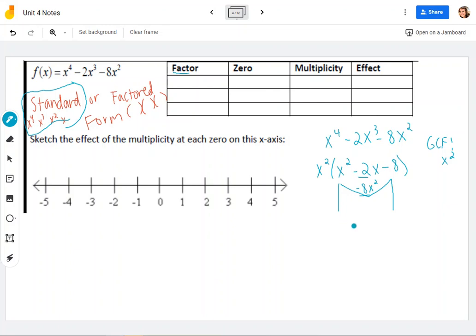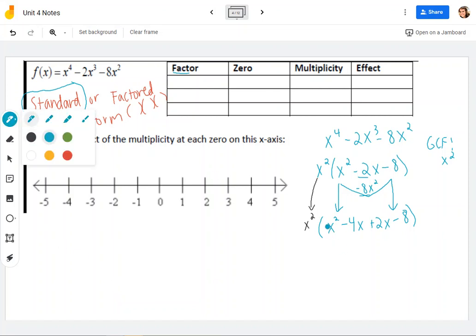So 4 and 2 would work, and if we need it to be negative, we're going to choose negative 4x and positive 2x. And then we slide down those first and last terms, the negative 8 and the x squared. And I'm going to put this all in parentheses so that I'm not forgetting this original x squared that I had factored out in the very beginning.